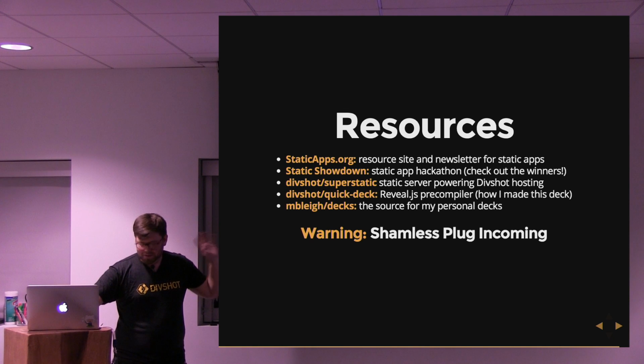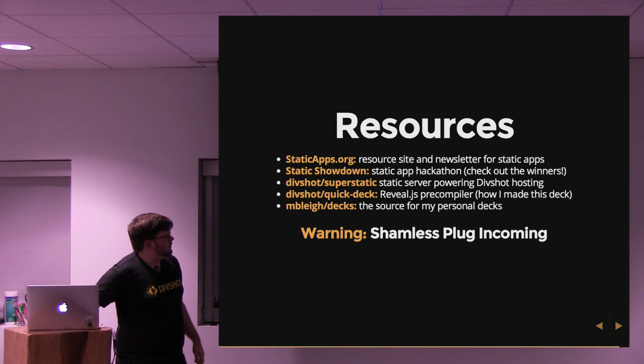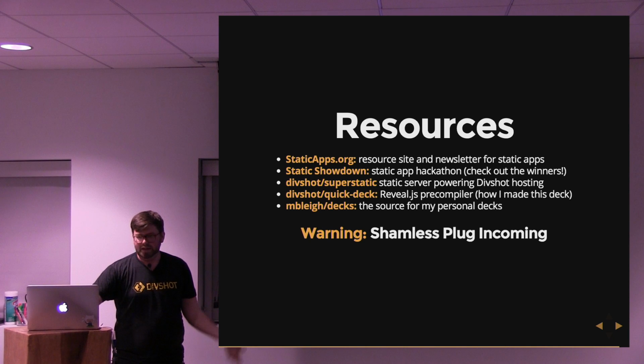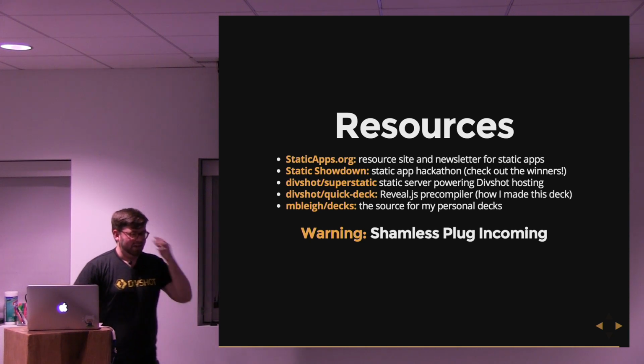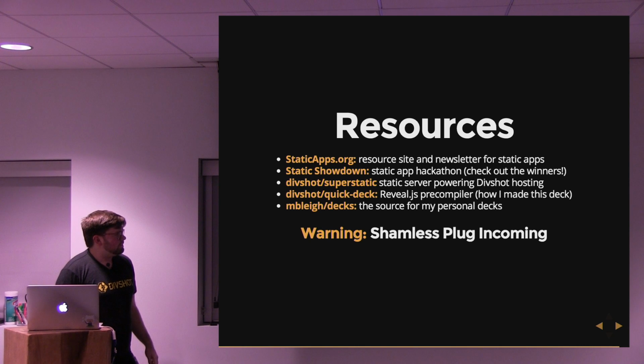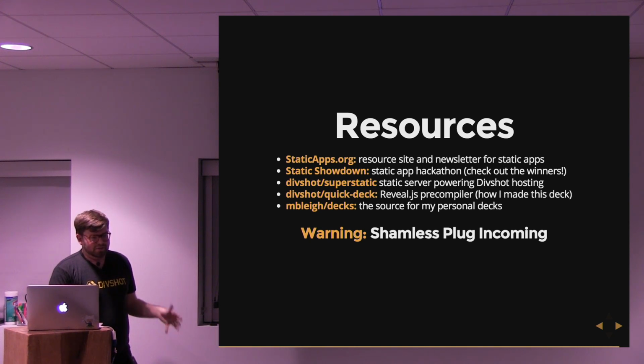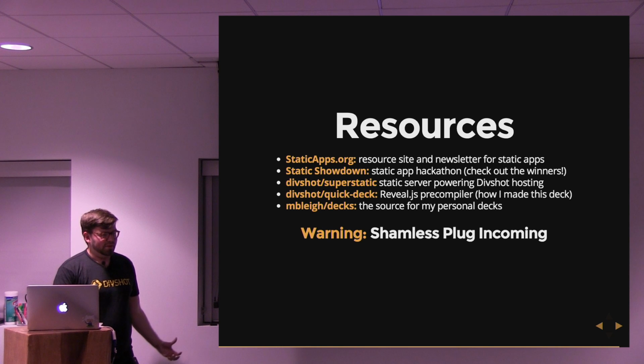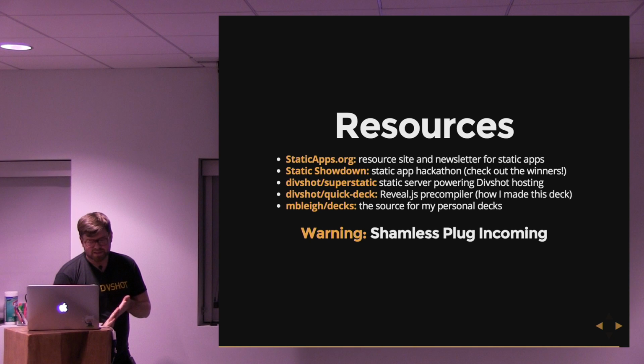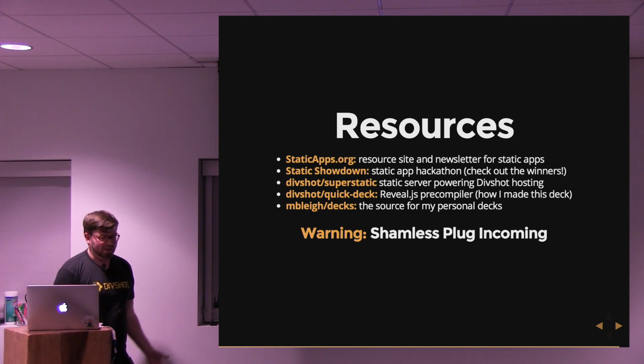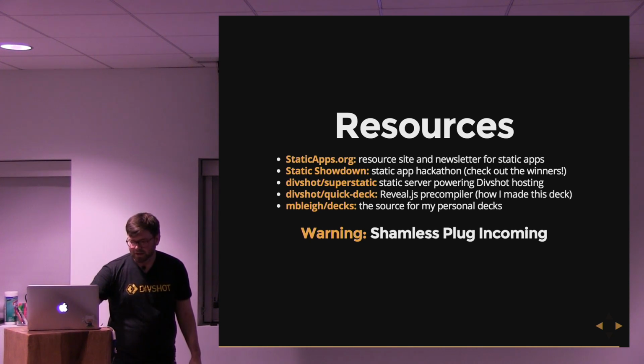So some resources. This is all available on the deck, which I will tweet and hopefully will get retweeted or mentioned by JSLA so that you can see it. Staticapps.org, a lot of the philosophical underpinnings of what I'm talking about here has been written down in more detail there. It's a community resource site. We have a newsletter all about this static web architecture. The Static Showdown is a yearly hackathon for static web apps that was in February, so it's not coming up for a while, but you could check out the winners because there's some really cool stuff there.